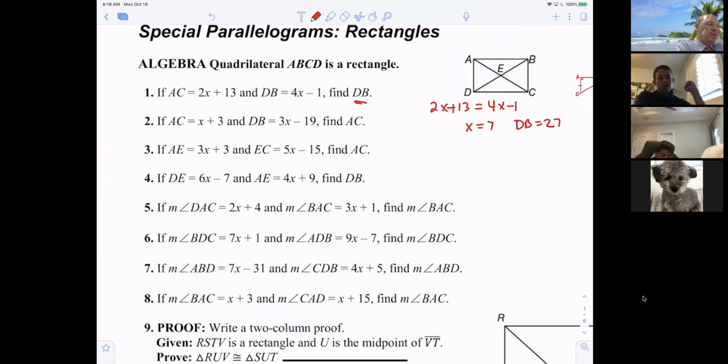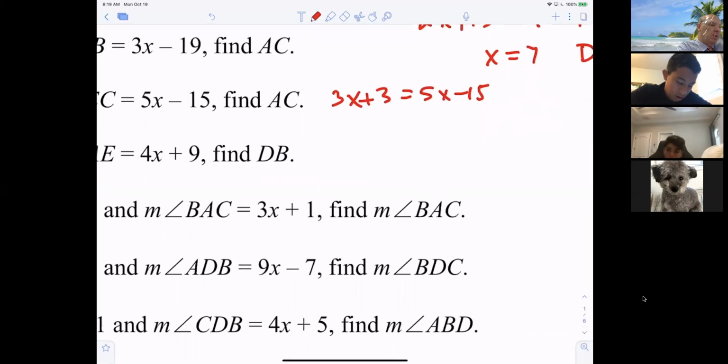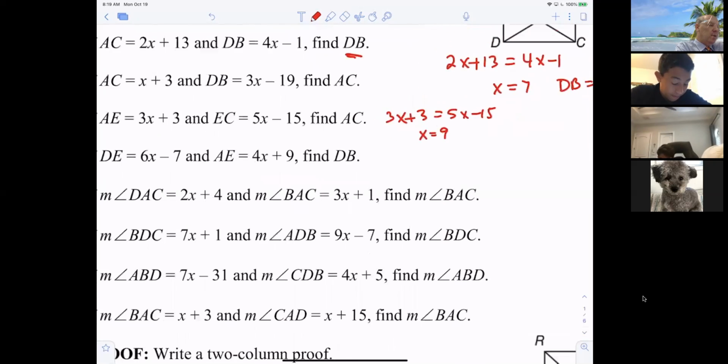All right, so now number 2 is the same. What about number 3, AE and EC? What's true about AE and EC? They're equal. So 3x plus 3 is equal to 5x minus 15. All right, let's use our mental math here. 9. Yes, thank you. X equals 9.